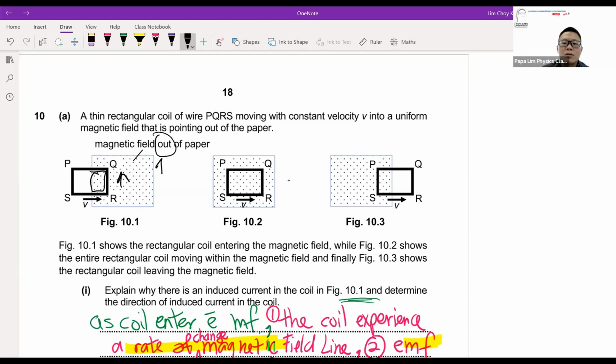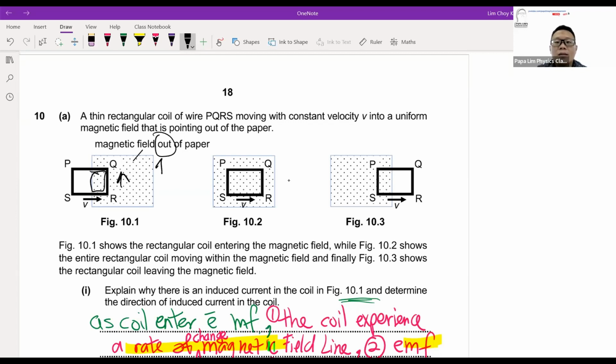So the induced current will actually make sure that it will be opposing, which means if his field line is coming up, his field line will be going in, likewise increasing to match the change. Okay, so this is what I mean by action and reaction. Lenz's law: look at action and reaction.